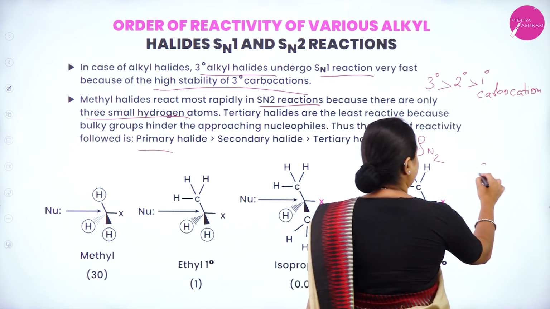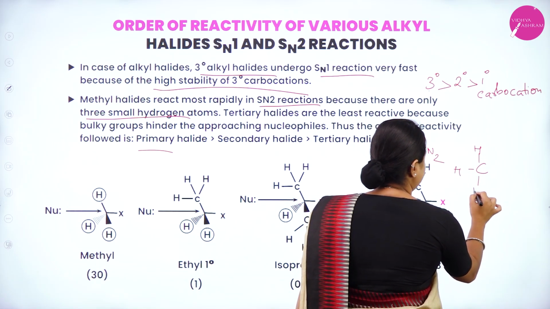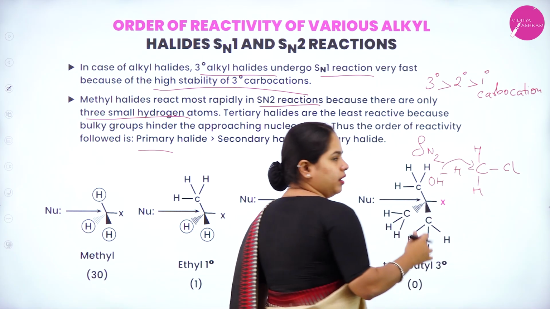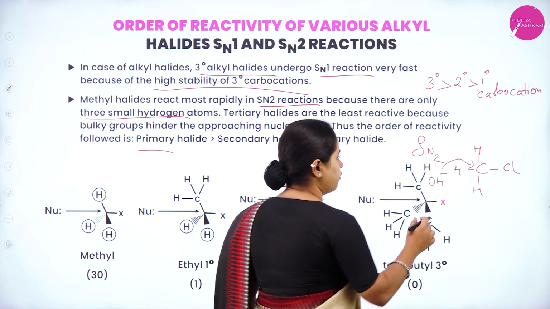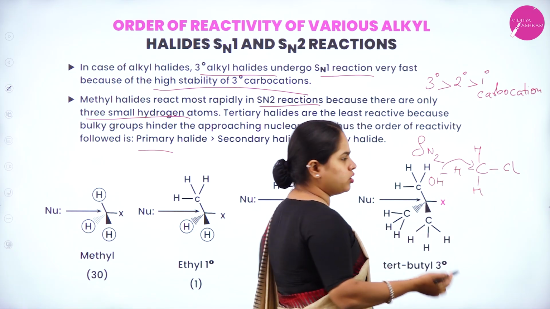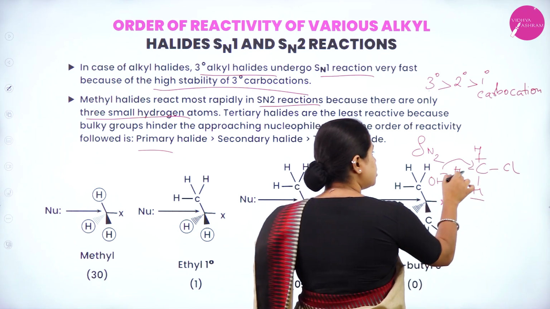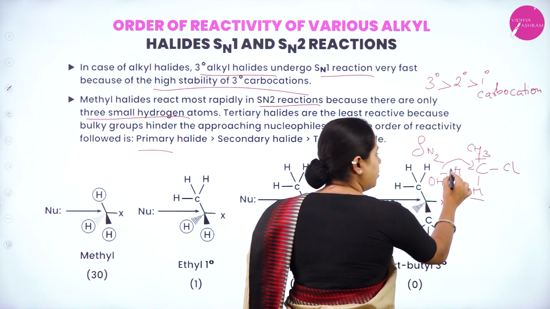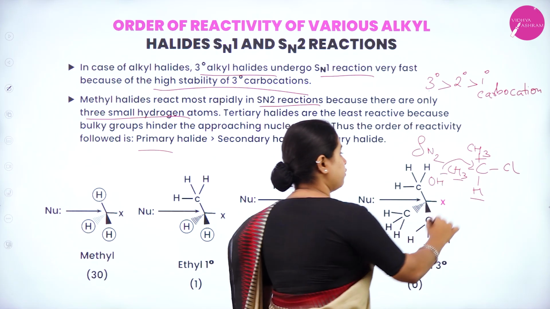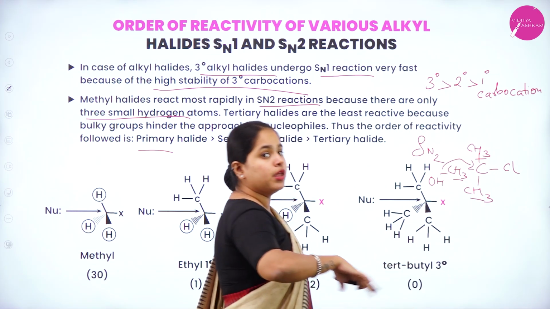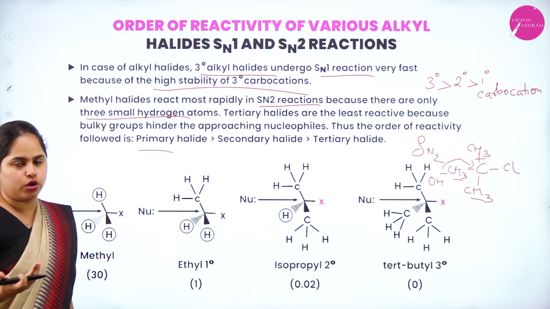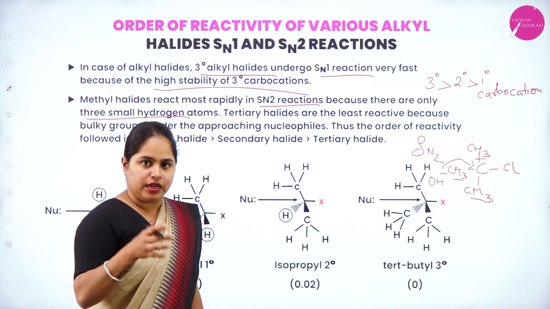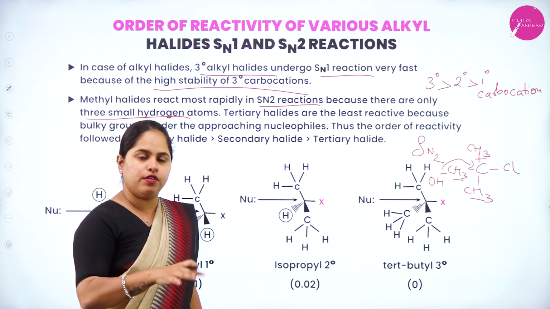Methyl chloride we have taken as an example, right? CH3Cl, and the nucleophile will attack from this side, and we have studied there will be inversion of configuration. In this case, it will be easy because all the 3 are hydrogen atoms. But instead of one hydrogen atom, if it is another methyl group, it becomes more difficult. If one more methyl group comes, it will be much more difficult for the attack of the nucleophile. Hence, in case of SN2, the lesser the number of alkyl groups, the easier it is.